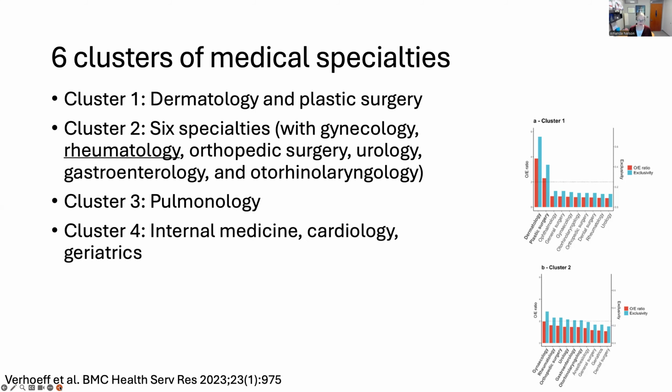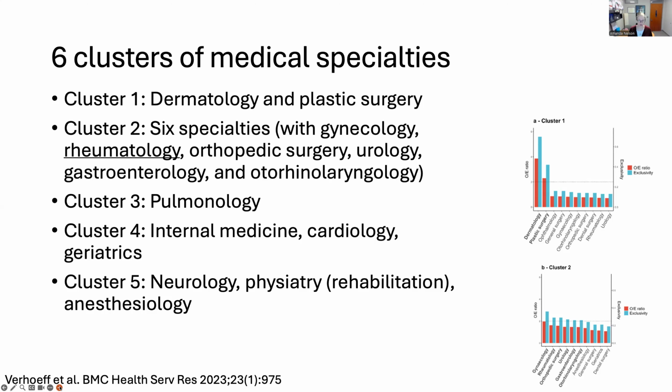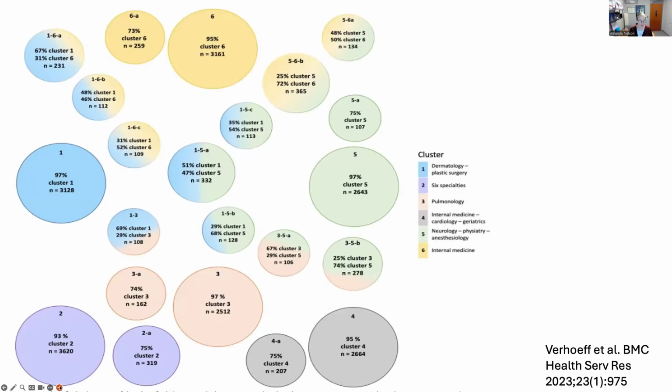Then cluster 3 was really lung-based. Cluster 4 was cardiology and geriatrics. Cluster 5 was neurology, anesthesiology, kind of a pain group. And cluster 6 was general internal medicine. So these make sense. Again, it's a certain hospital environment and a certain group, but this is the illustration of the fuzzy clusters, which now you can put back into the theoretical model that Liubov presented.